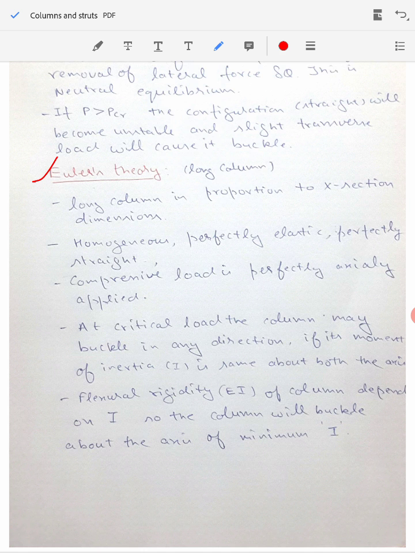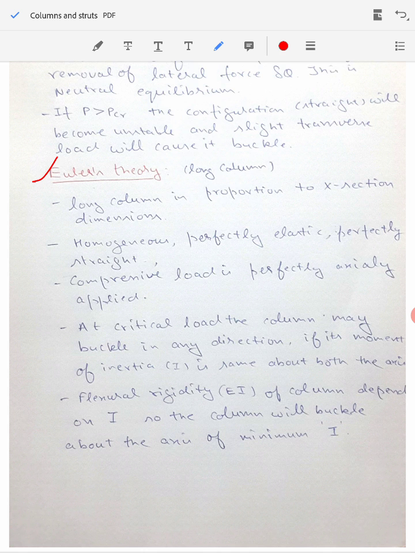So if you have a rectangular column, it may buckle either to the length side, either to the width side or to the thickness side. So if its moment of inertia is same about both the axes, it can buckle about any side. That means if it is a square configuration, if it is a round column, then it may buckle on any side. You can't really predict it. It can buckle on any side.